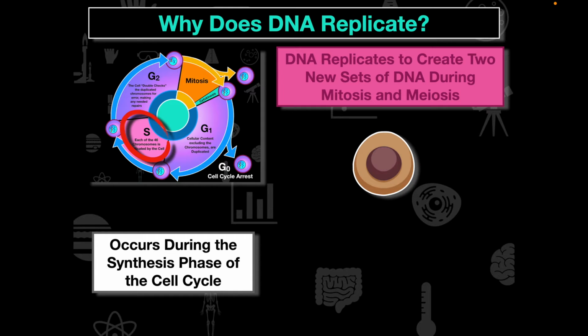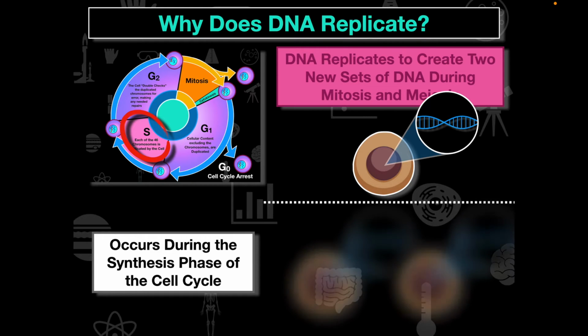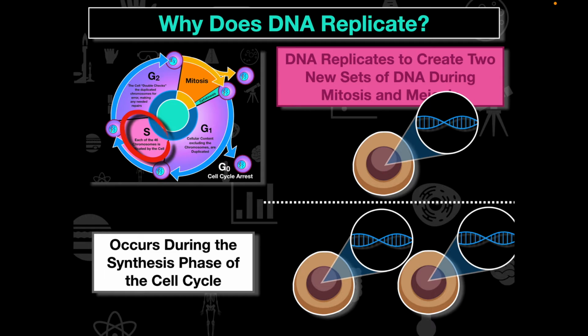Now, if we're thinking about the process of mitosis, we need to make two cells with exact copies of that DNA. So when those two cells arise, we have the duplicate set of DNA, which is important for when we create other cells or multiply those cells in our body. Same thing for meiosis, except we're making gametes.